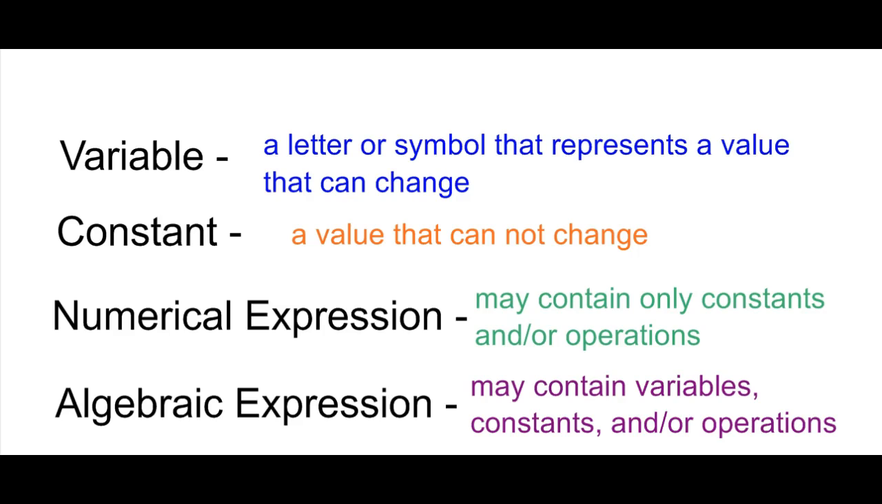A numerical expression is made up of just numbers and or operations. So 6 is a numerical expression. 6 plus 3 or 6 times 2. Those are all numerical expressions. An algebraic expression has to contain a variable. So it's a variable. It can have constants and or operation symbols. So 4x plus 3 is an algebraic expression.